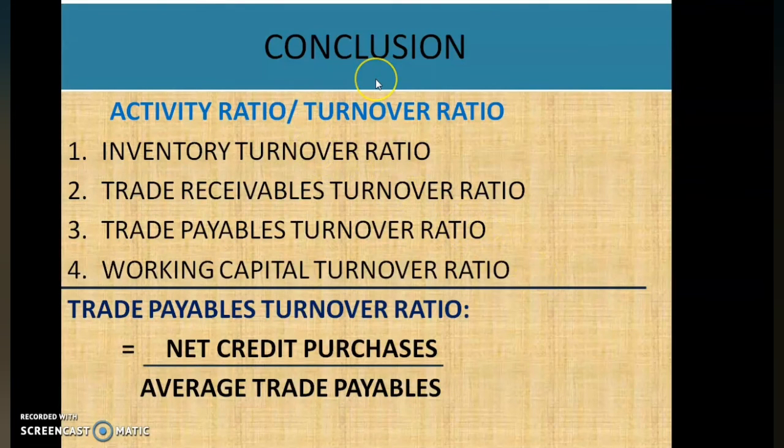So we have come to the conclusion part of this topic. So far we have discussed activity ratio, inventory turnover ratio, trade receivable turnover ratio and trade payables turnover ratio. Our next session will deal with working capital turnover ratio. What is the formula? Just recall the formula for calculating trade payables turnover ratio. Net credit purchases divided by average trade payables.